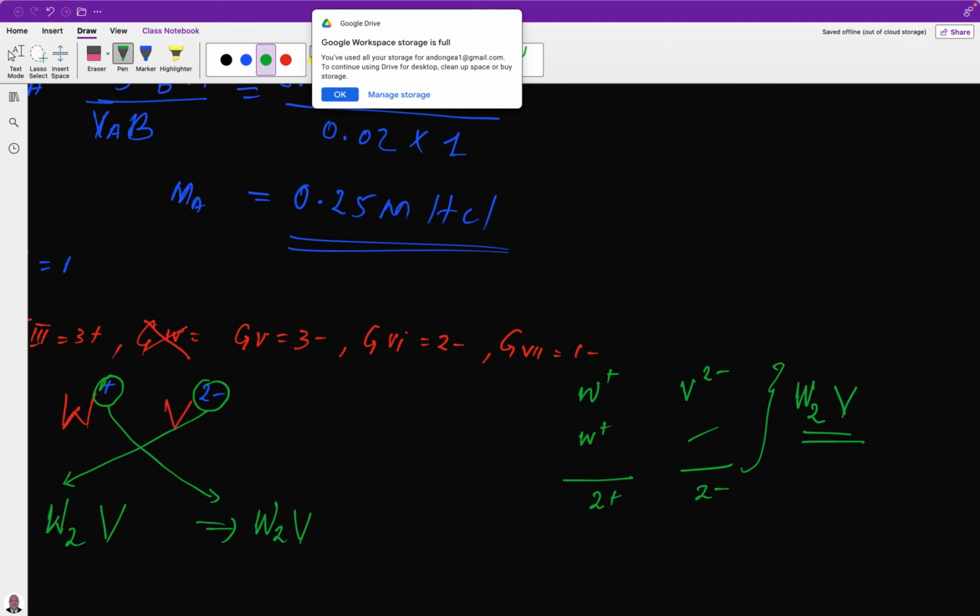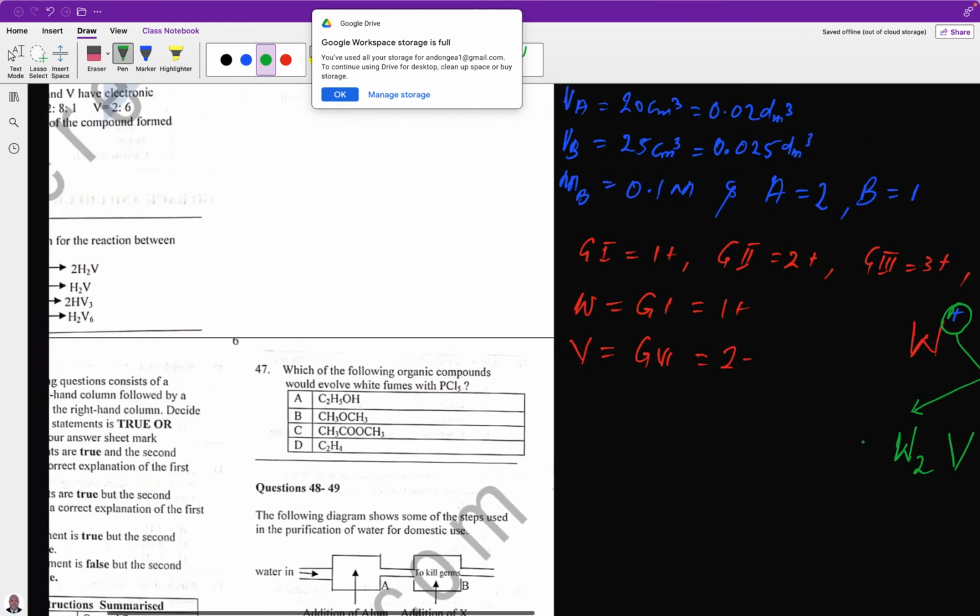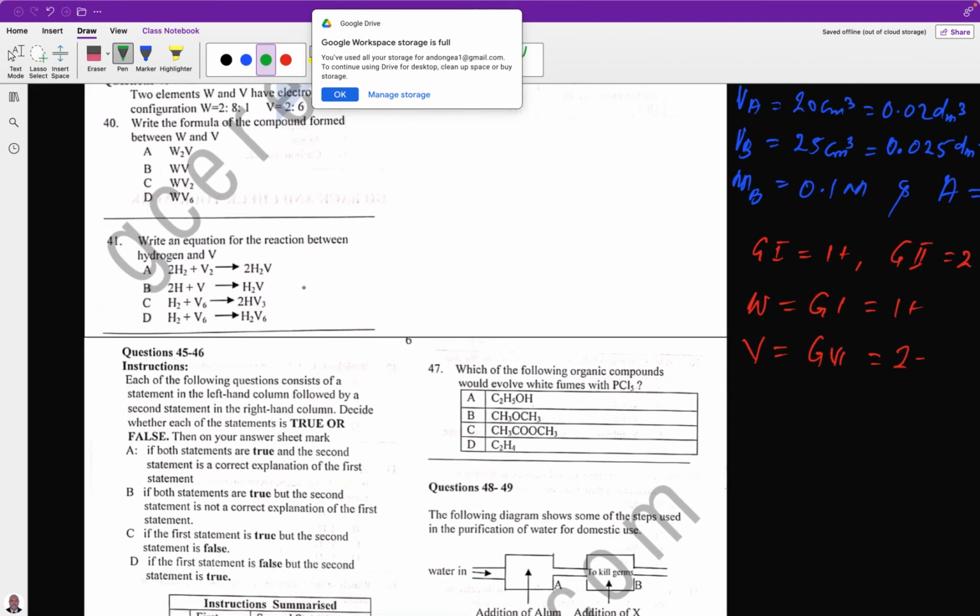That's method number 2. So if we go back to our answer column, what will be our answer? Our answer to question 40 is A.